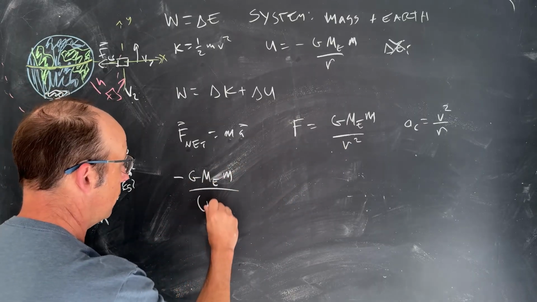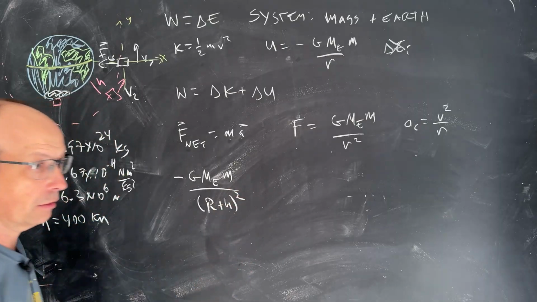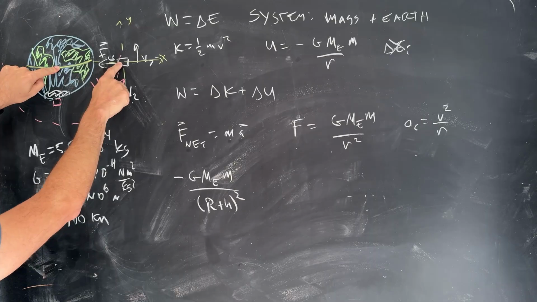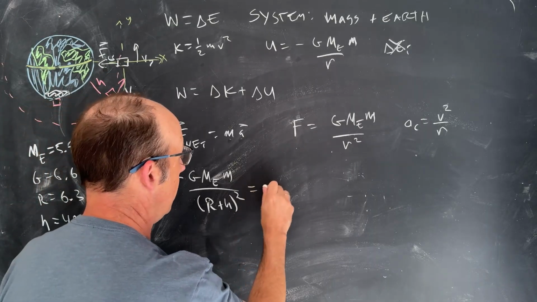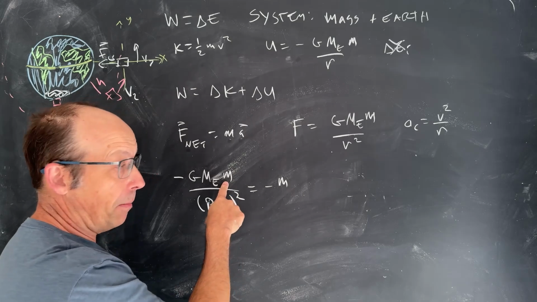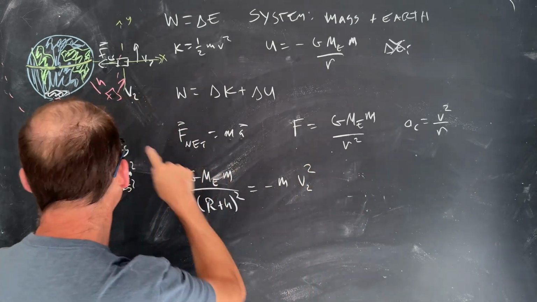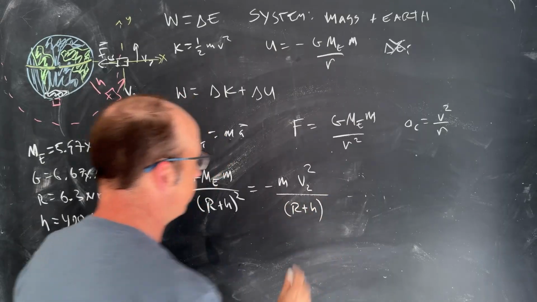R is going to be R plus h, squared, right? It's the sum of this distance plus a little bit extra, 400 kilometers. It's not that big, but that's going to be equal to negative the mass. This is the mass of the payload, and then I have the velocity, v squared. I'm going to call that v2. That's what I'm going to solve for, over r, which is r plus h.